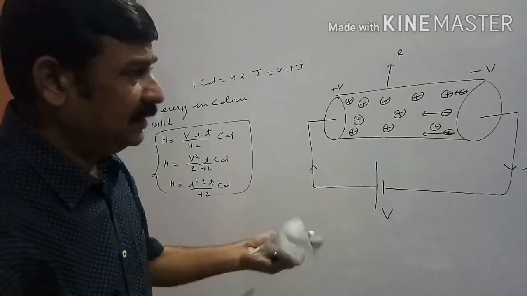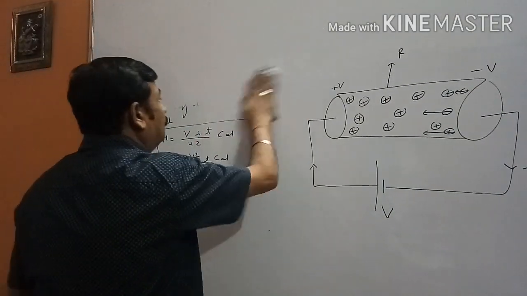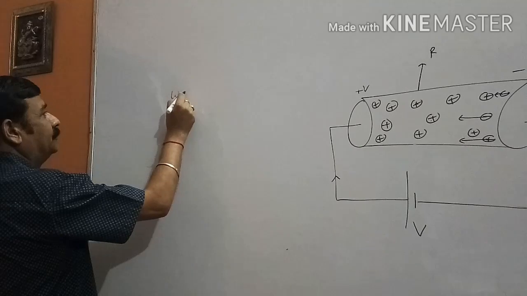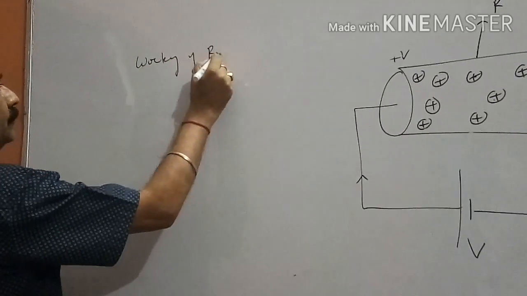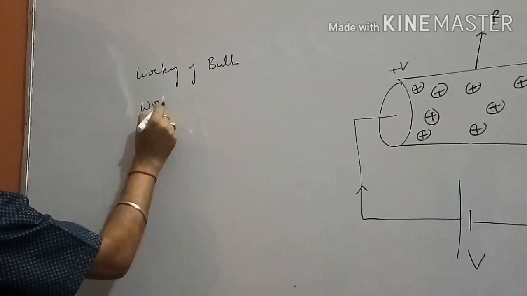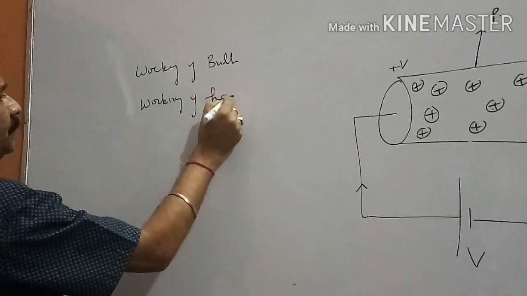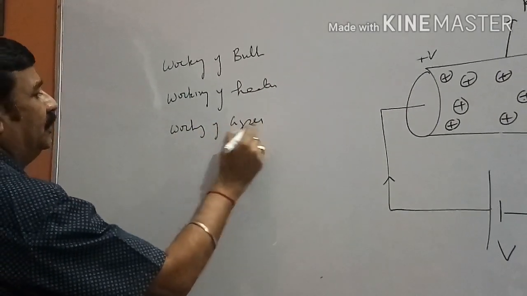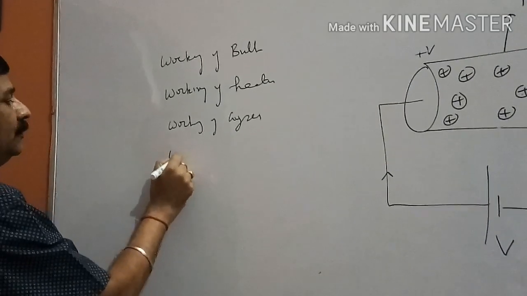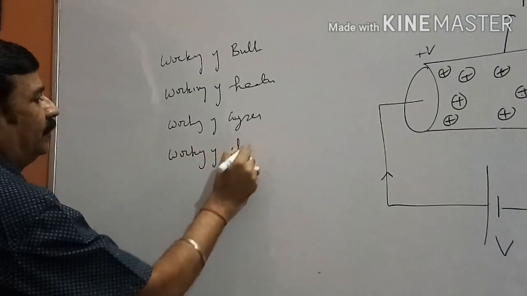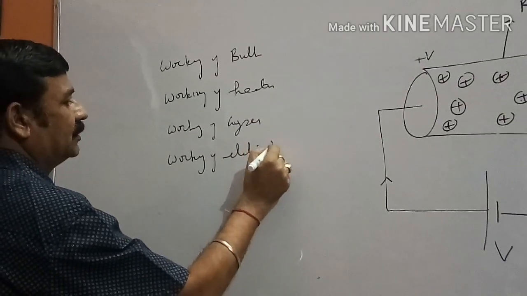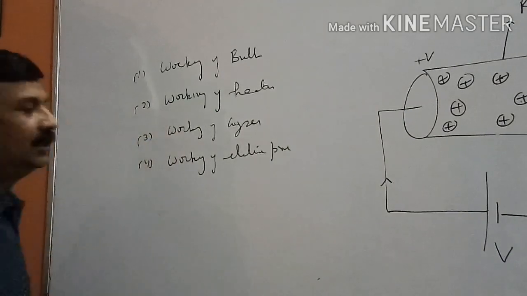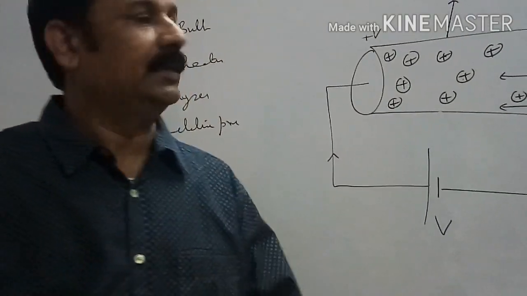Now what are the applications of heating effect of current? I told you working of bulb, working of heater, working of geyser, working of electric press. These are the different fields in which we use heat energy. You can go through the reference books or through the net.